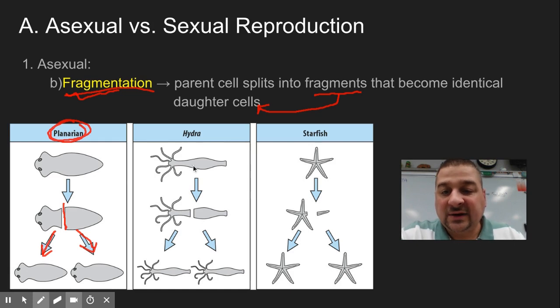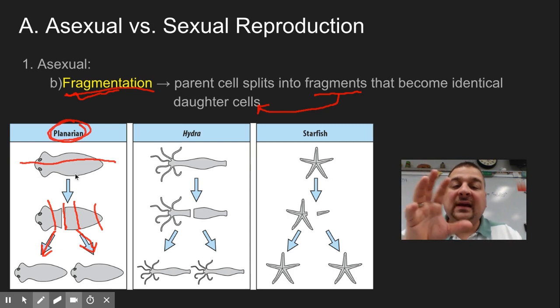Same thing with the hydra, which is a small, tiny, almost microscopic freshwater animal. Some starfish can lose arms, and the new arm will actually grow. They have amazing regenerative abilities. Some people in college like to see how many times they can split that planaria and still have it grow into a whole new planaria. So that's fragmentation, being cut or divided into fragments and then growing into new individuals from those smaller pieces.